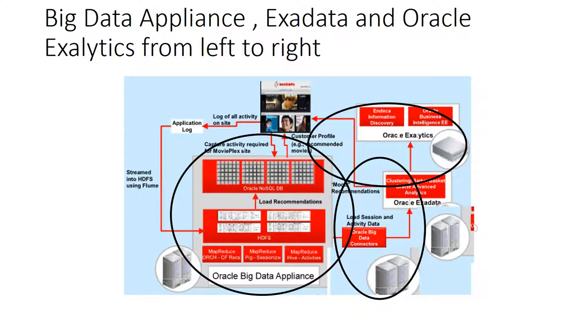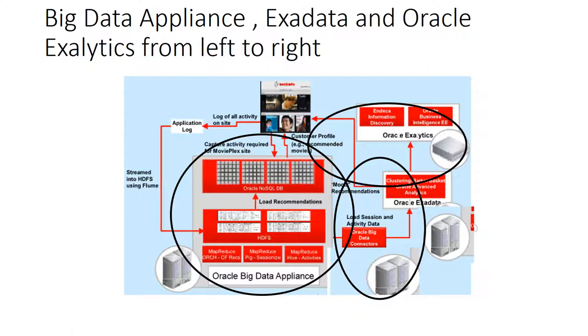And in HDFS, different types of activities are also aggregated, so we can understand which movies are more popular over time. This log information is made available to Oracle Exadata through Big Data Connectors. So this is the Exadata, and this has been provided by Oracle Big Data Connectors. And this is done through InfiniBand, which transfers data in terabytes. So it's a highly efficient machine. And that way, this data is provided to the Exadata machines.